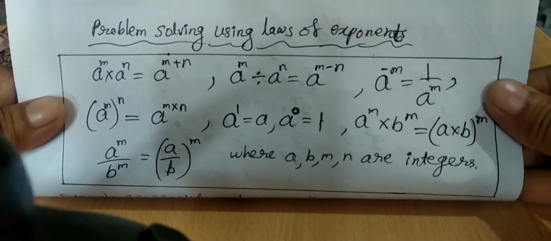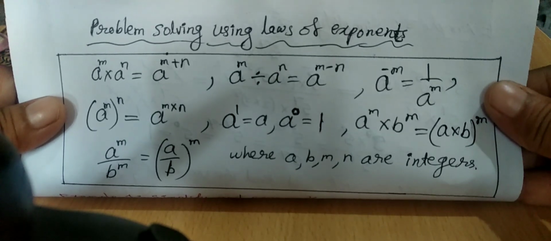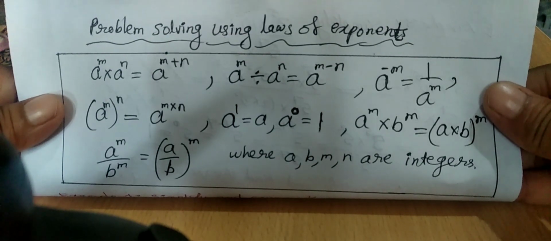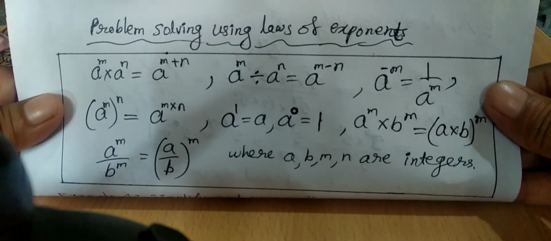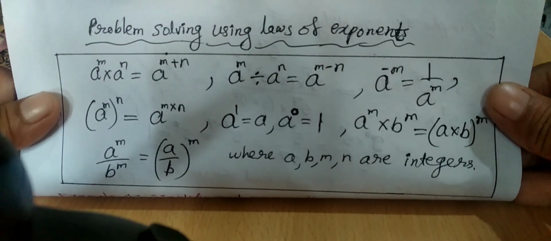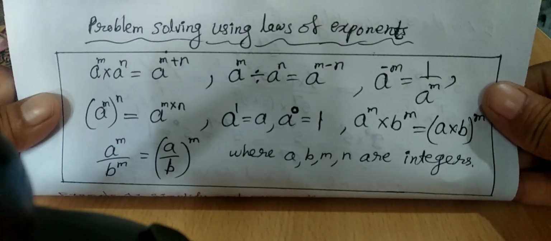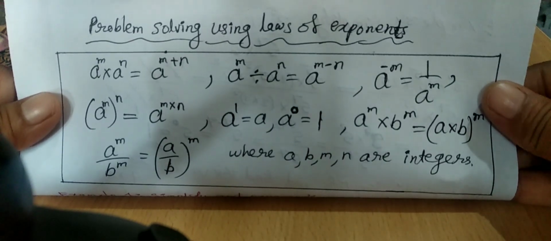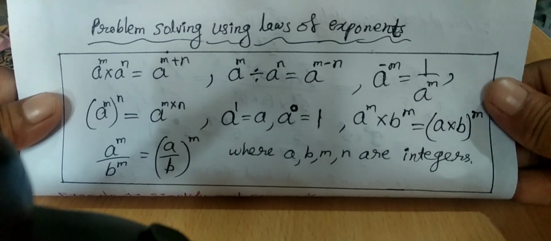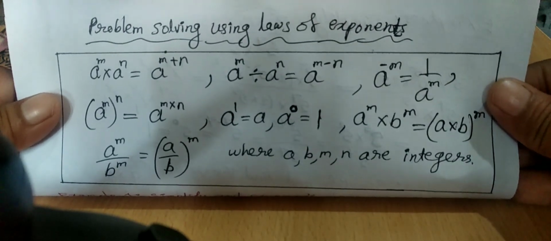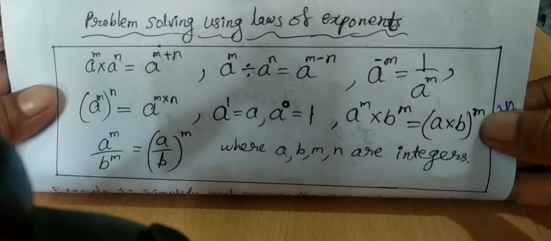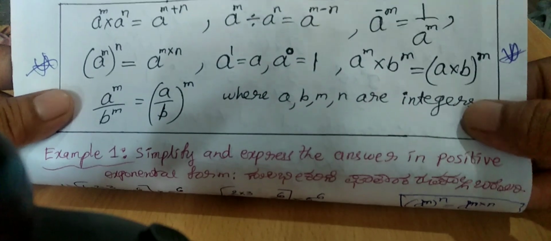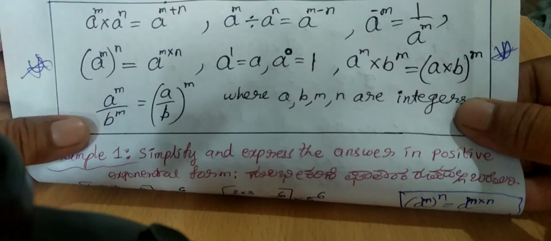a to the power m into a to the power n is equal to a to the power m plus n. a to the power m divided by a to the power n is equal to a to the power m minus n. a to the power minus m is equal to 1 by a to the power m. a to the power m whole to the power n is equal to a to the power m into n. a to the power 1 is a, a to the power 0 is 1, a to the power m into b to the power m is equal to a into b whole to the power m. a to the power m divided by b to the power m is equal to a by b whole to the power m.